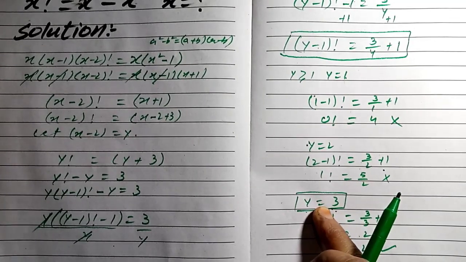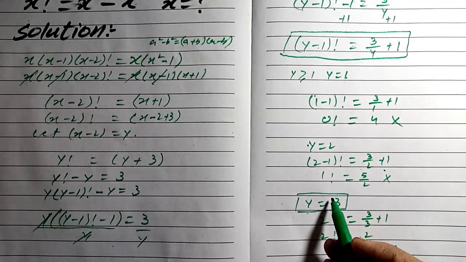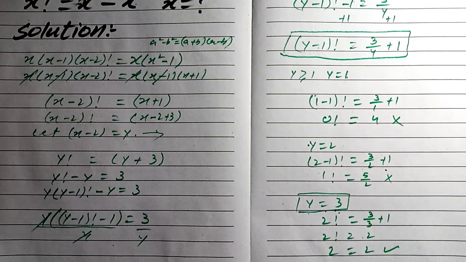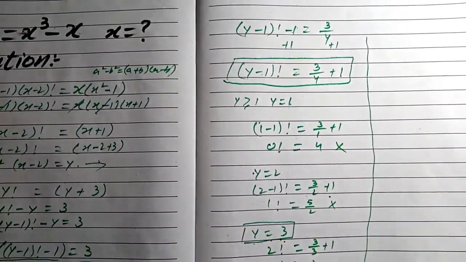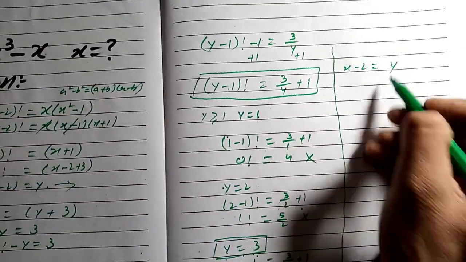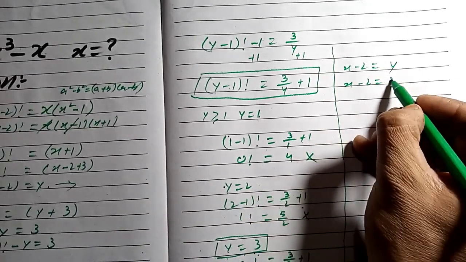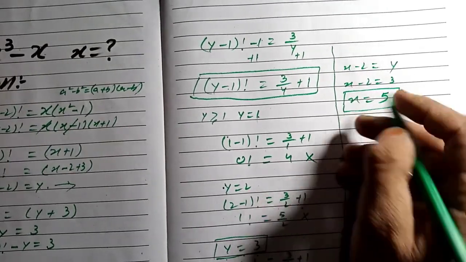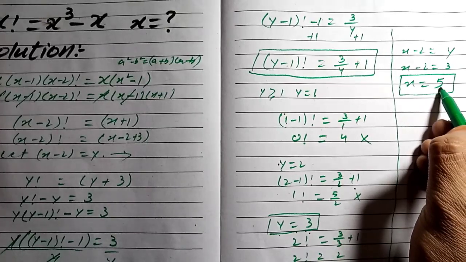So our value of y is 3, which is the final value of y. So if y is equal to 3, we put the value of y, where y is equal to x minus 2. So we can put x minus 2 equal to 3 here, and we get x is equal to 5. So our final value of this question is x equal to 5.